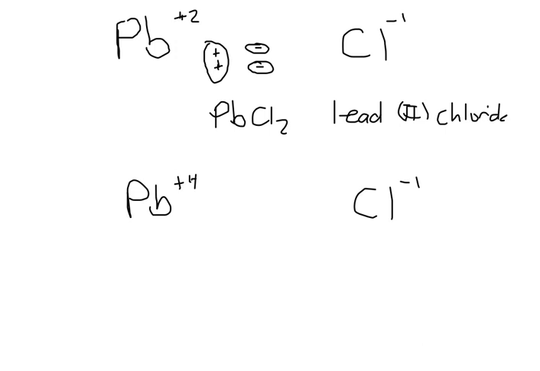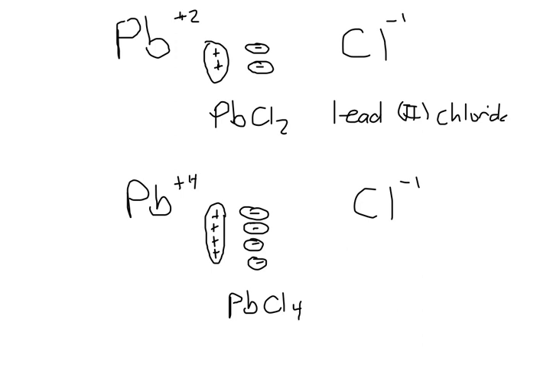What about lead 4 and chlorine? Well, here, I mean, I don't even have a manipulative for a 4 because they're so rare. You'd have 4 of these. Well, hopefully you can kind of visualize. Wouldn't you need to have 4 individuals of chlorine to make it work? That would be PbCl4. You have 1 lead and 4 of these chlorines. We would then name that lead 4 chloride. And these 2 compounds could be very different from each other.